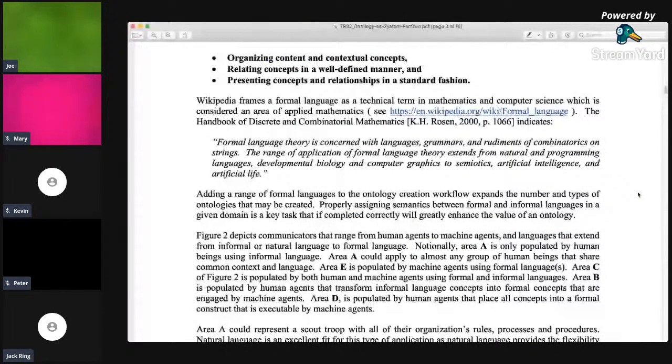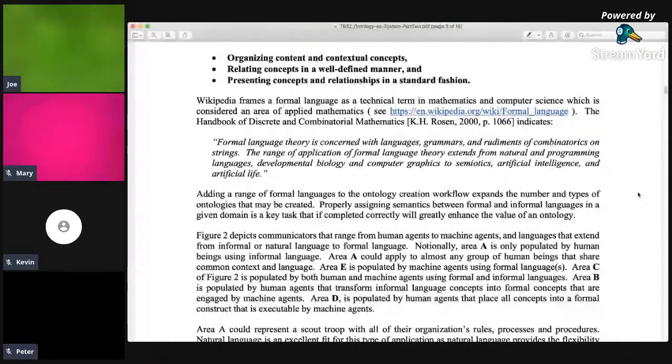And of course, Wikipedia frames a formal language as a technical term in mathematics and computer science, and it's basically a part of applied mathematics. And the applied mathematics would be such that it has a range of formal languages that can apply to a lot of different areas. So that's really important. Adding a range of formal languages to ontology creation workflows expands the number and types of ontologies that may be created.